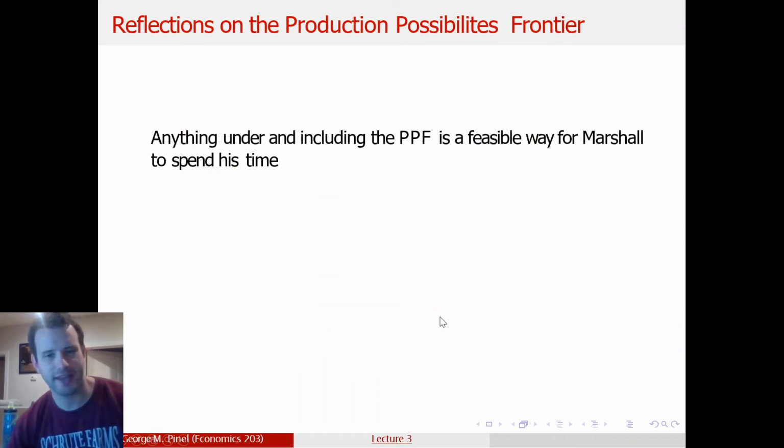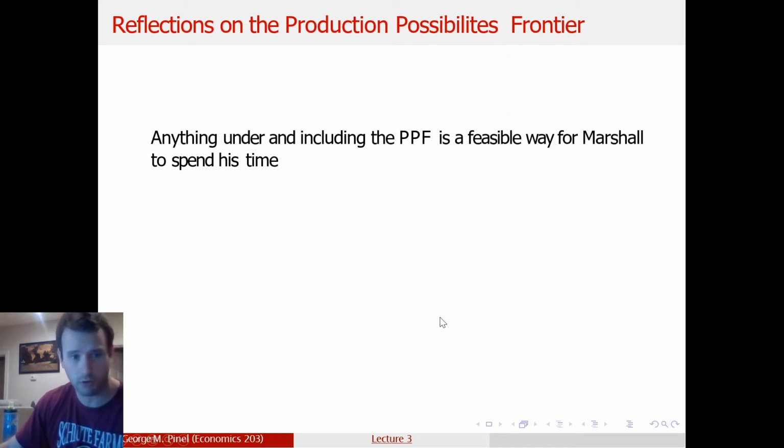anything under and including the PPF is feasible for Marshall. It's a way that he can spend his time. He can make 7 songs and 0 cars. He can make 49 cars and 0 songs. He can make 3.5 songs and 24.5 cars. They're all feasible combinations. He can make 0 cars, 0 songs.